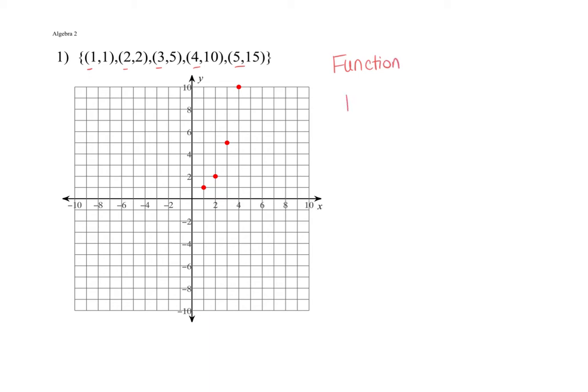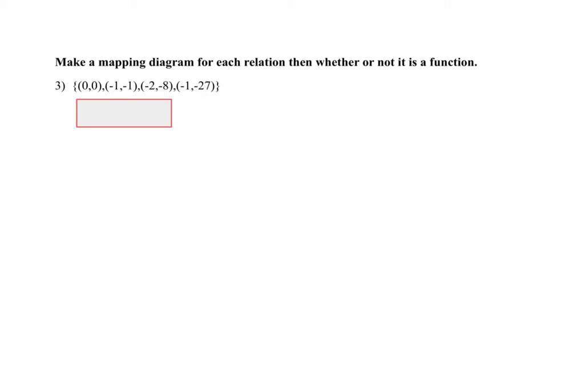They want the domain. The domain is all of your x values from least to greatest. They want the range. That's all of your y values from least to greatest. All right? If any of your x or y values repeat, you do not list them more than once. Not, it's a function. Your mapping diagram is your either circles or rectangles or whatever.